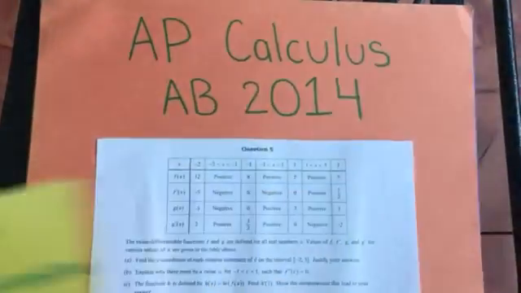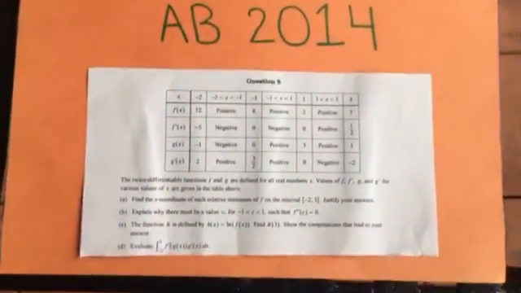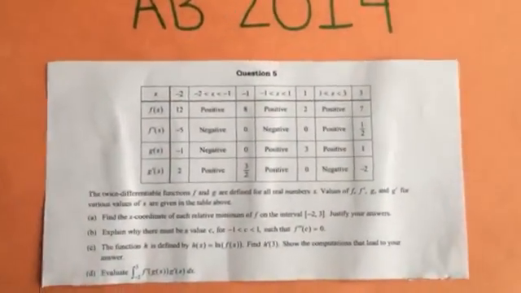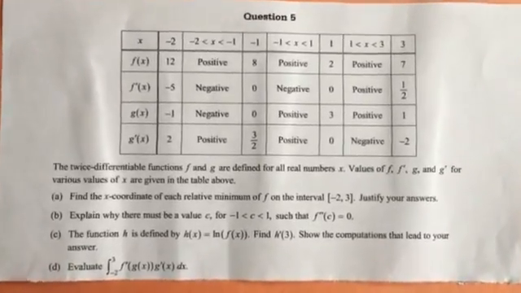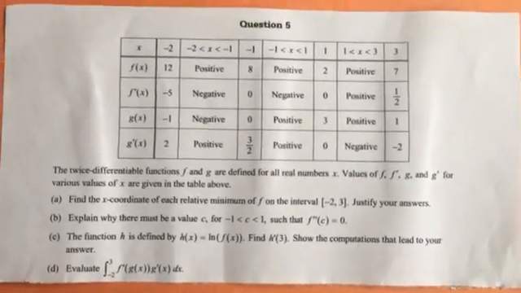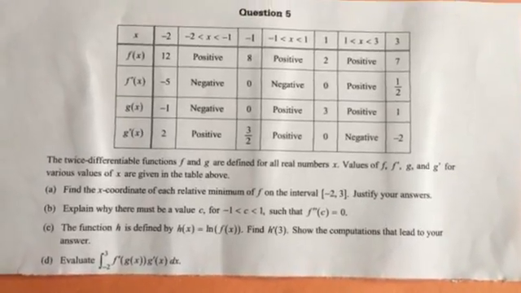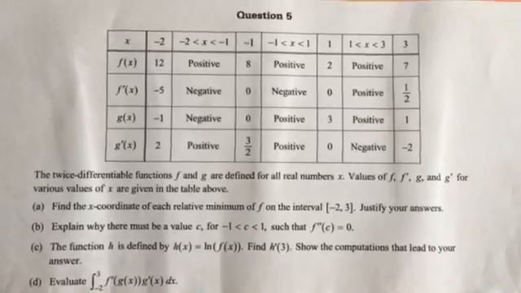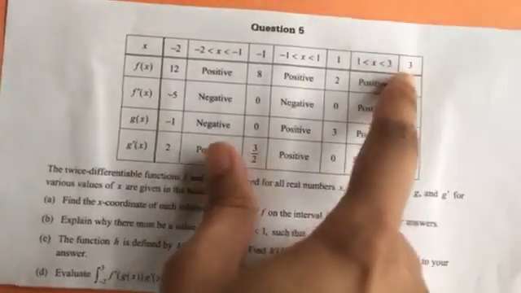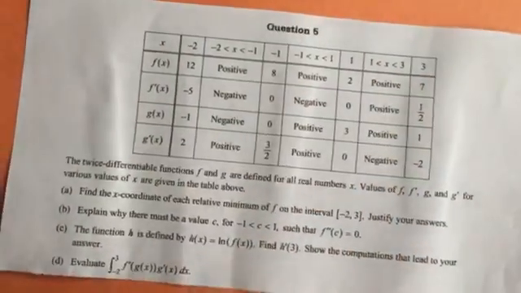And now we have a question from AP Calculus AB 2014. It's question 5. It was on the actual AP test. It tells you that f and g are both twice differentiable functions. And part A asks about the relative minimum in the interval -2 to 3. And you're going to have to justify your answer.